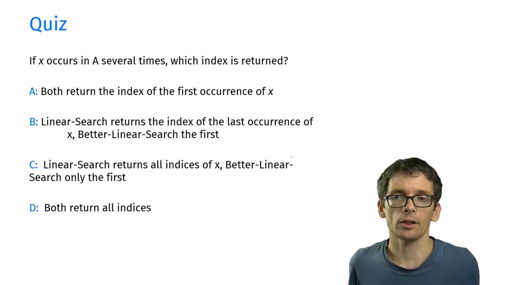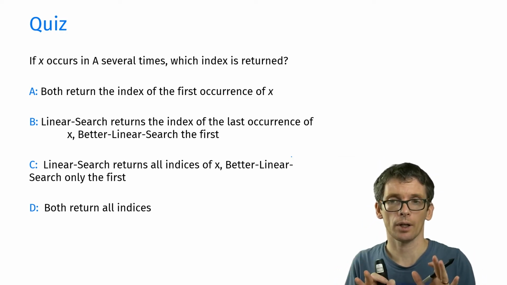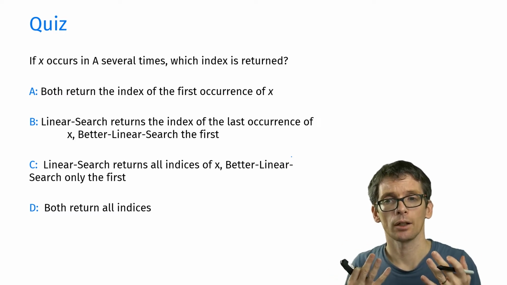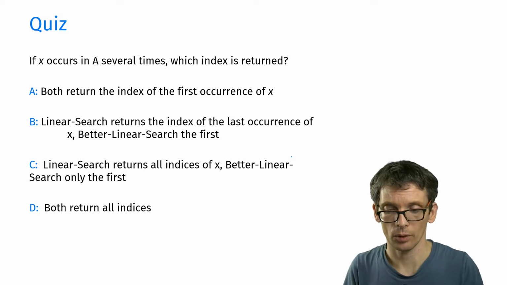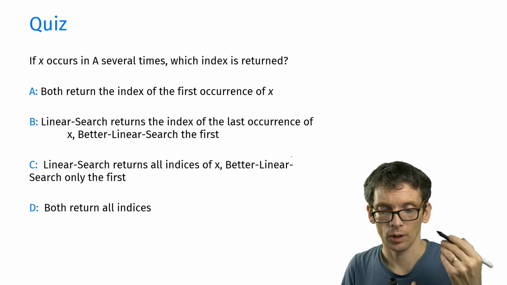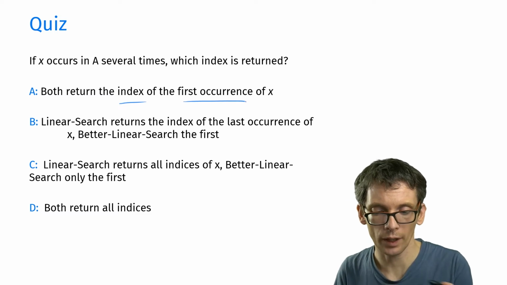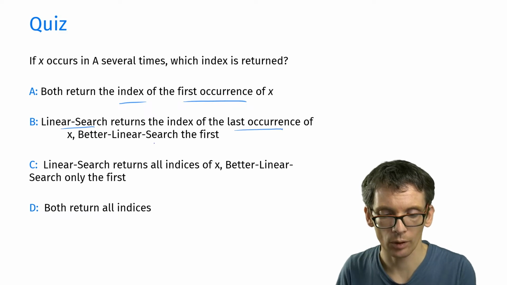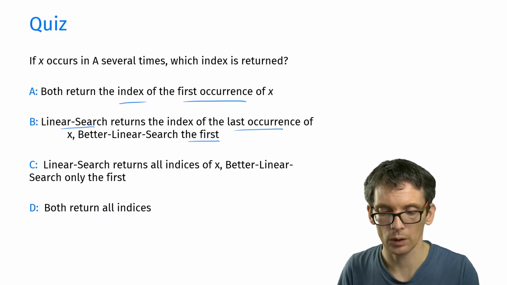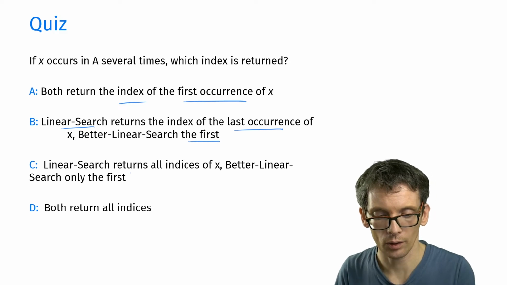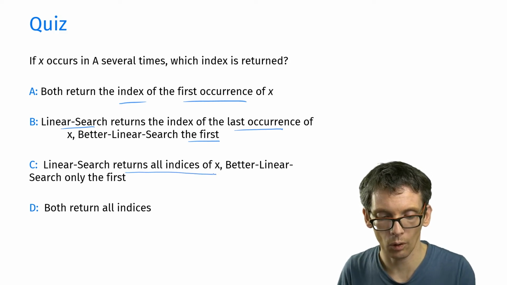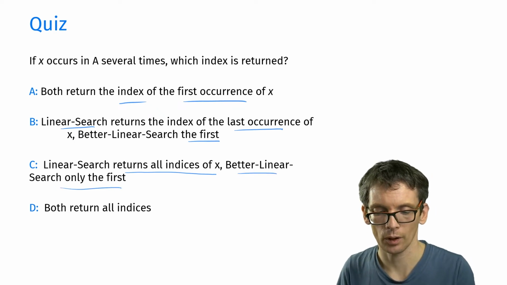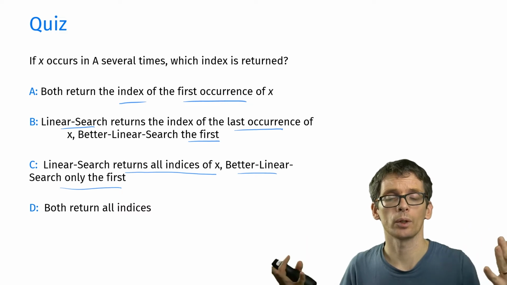If x occurs several times in the array A, which index do the algorithms that we've seen actually return? Are we getting the index of the first occurrence of x? Or does linear search give me the index of the last occurrence and better linear search the first occurrence? Or does linear search return all occurrences, but better linear search only the first? Or do both of them return all occurrences?